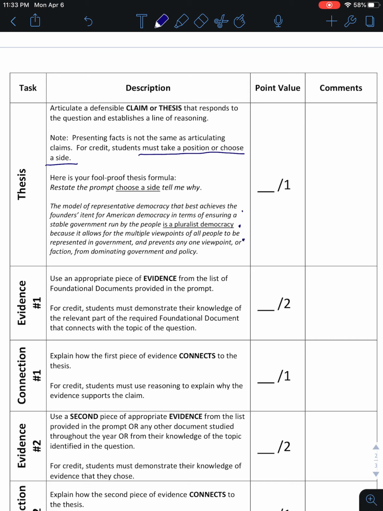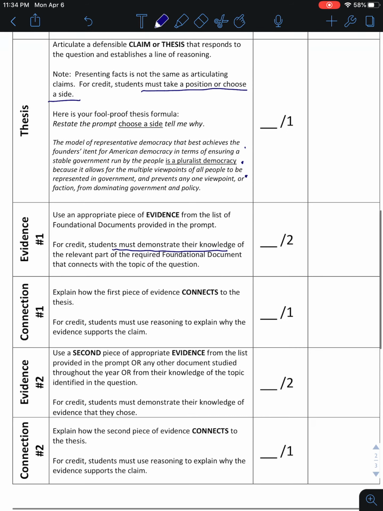Use an appropriate piece of evidence from the list of the foundational documents provided in the prompt. For credit, you must demonstrate your knowledge. Okay, so you have to show that you know that document. They're looking for you to show that you know that document, and then you need to tie it back. That tie back is going to be your next point. So how the first piece of evidence connects to the thesis. You always have to tie it back. It goes back to closing that loop.